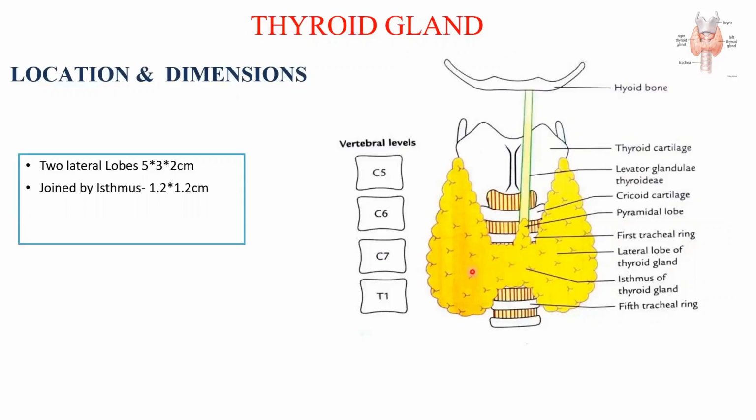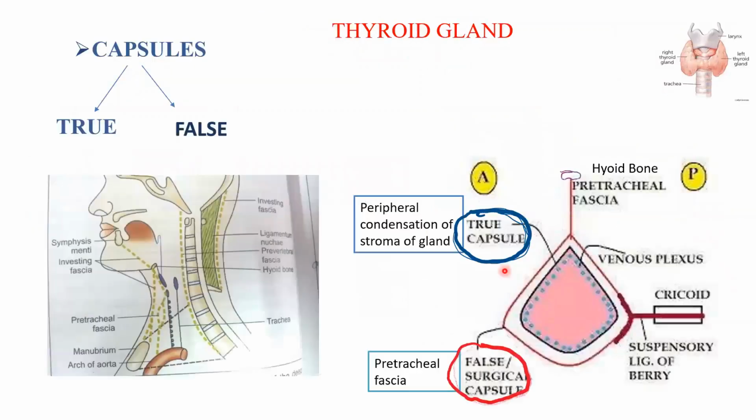If we consider the vertebral levels, the thyroid gland extends from the fifth cervical vertebra to the first thoracic vertebra. So the location of the gland can be described as: above, the thyroid cartilage; base, the fifth tracheal ring; placed on either side of the larynx and trachea, and an isthmus placed anterior to the tracheal rings. There are two layers of capsules surrounding the gland.